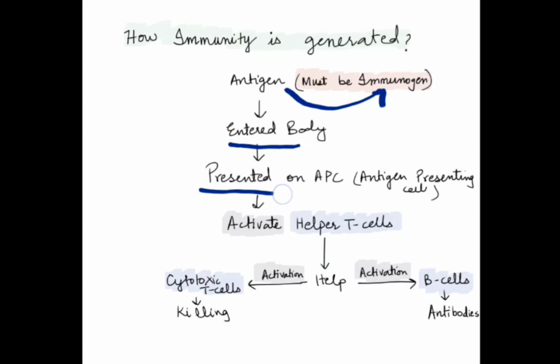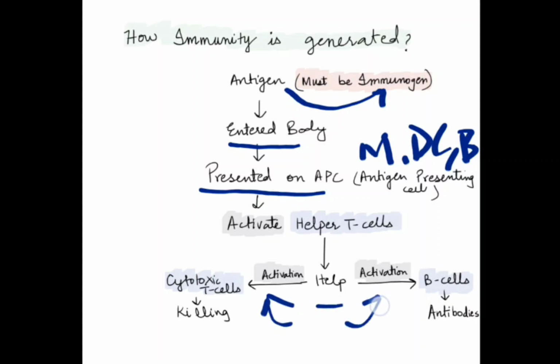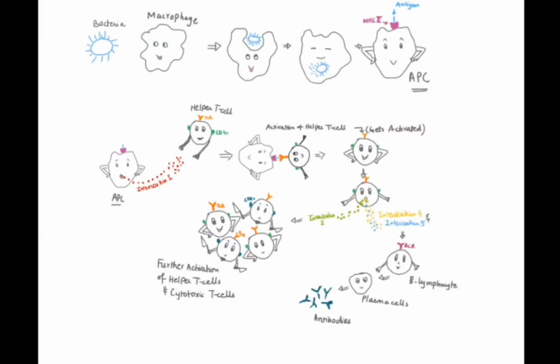It is presented on the APC, antigen presenting cell, that can be a macrophage, dendritic cell or B cell. So this antigen presenting cell will further activate the helper T cell. The helper T cell will further help in the activation of cytotoxic T cells and B cells. Cytotoxic T cells will do killing and B cells will produce antibodies. Let's understand this with the help of a diagram.